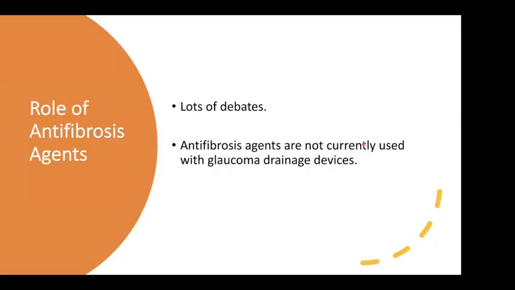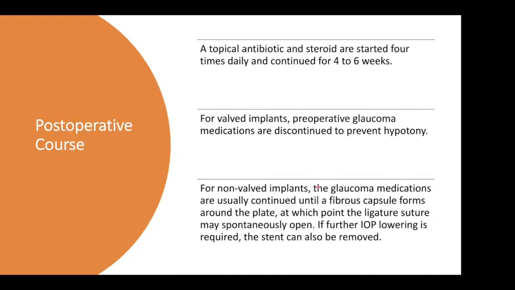Do we have to apply anti-metabolites? With glaucoma surgery, like trabeculectomy or deep sclerectomy, we put anti-metabolites. It's a part of the operation. But for the valves, lots of debates, but the conclusion nowadays is that they are not very helpful for the glaucoma drainage devices. A lot of research is going on, but there is no evidence base for the use of any kind of anti-metabolites scientifically.